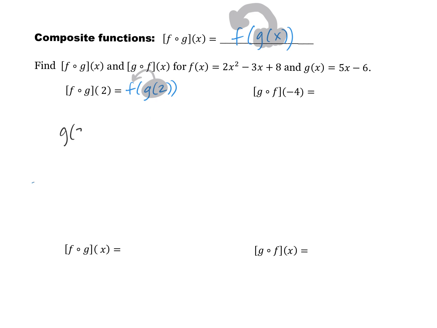G of 2 just means wherever the g of x function had an x, let's replace that x with a 2. What's g of 2 going to get me? Yeah, nice. 5 times that 2 minus 6 is going to get me 4. That's my g of 2. And then it says, go take g of 2, which is 4, and plug that into f. Let's take that 4 and plug 4 into f. So now we really need f of 4.